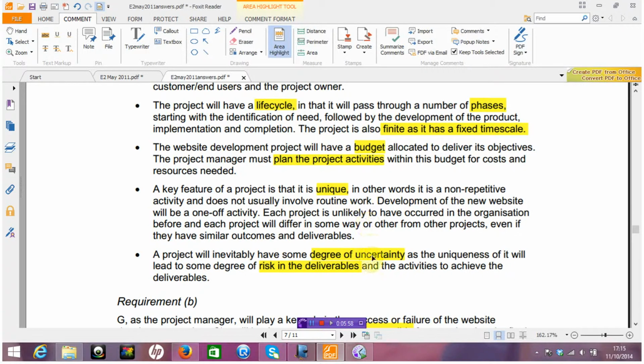Okay. Final point, and I guess you might say that business as usual work has a certain amount of uncertainty associated with it, but I think what they're saying here is there was just that little bit more degree of uncertainty associated with the uniqueness of particular projects, in this case the website, and the risks that will entail. Okay, so that's the first section dealt with.